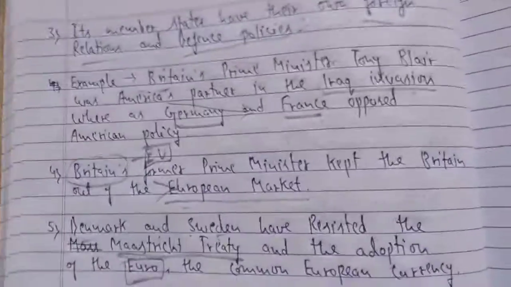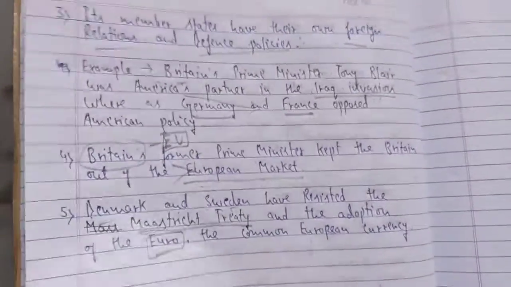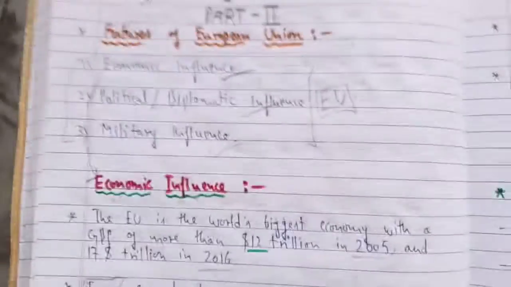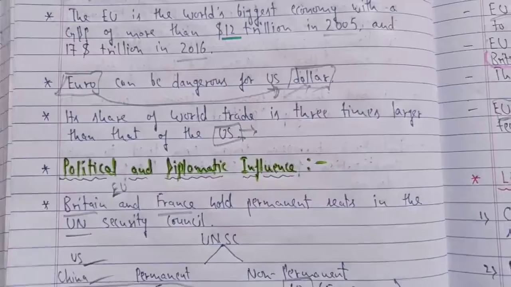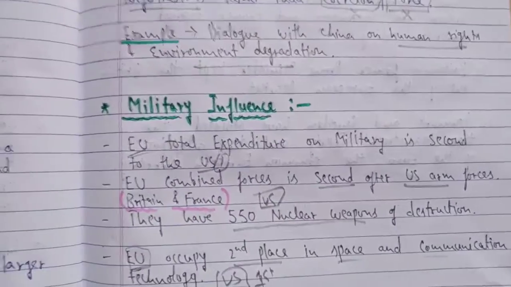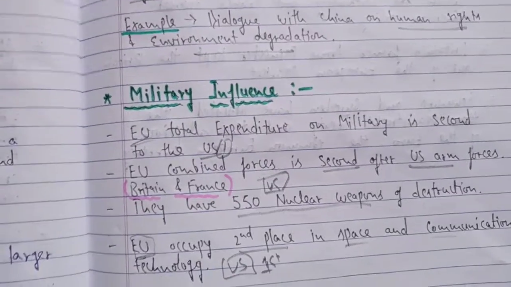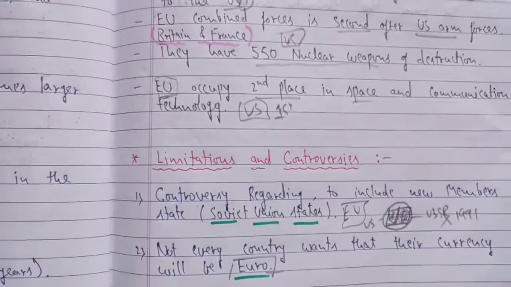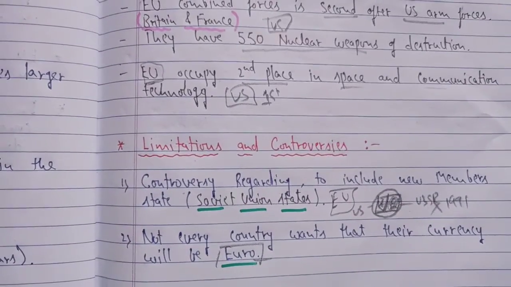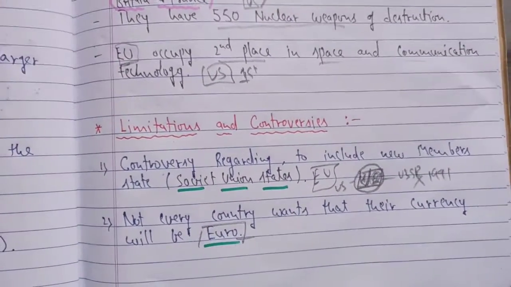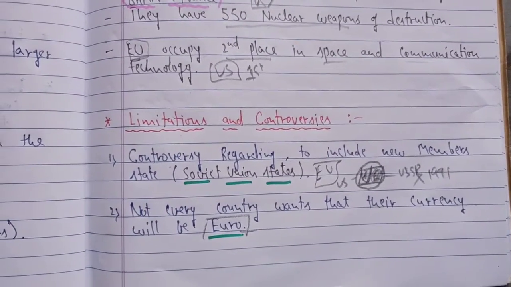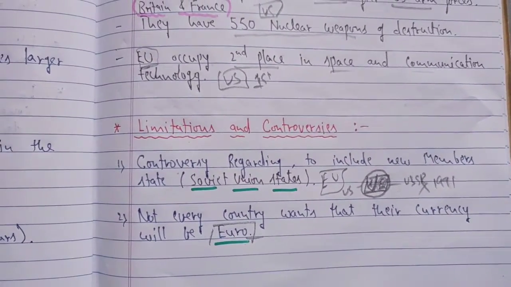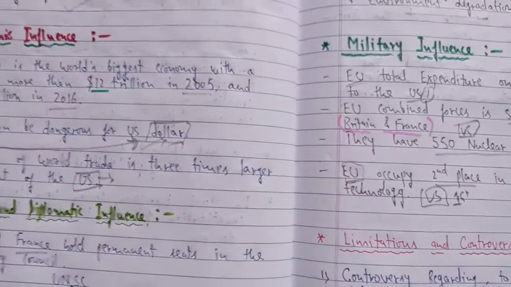So with this we come to the end of this particular part, where I have told you some features of the European Union as an economic influence, and as a political and diplomatic influence. Here, on its military influence, I told you how economically, politically, and militarily it is as equal to the US, and it can challenge the power of US hegemony or the dominance of the US. And then I told you what the limitations and controversies with the European Union are. So in the next part we shall be doing the next topic of this particular chapter.